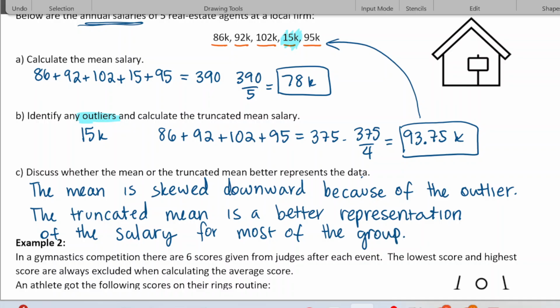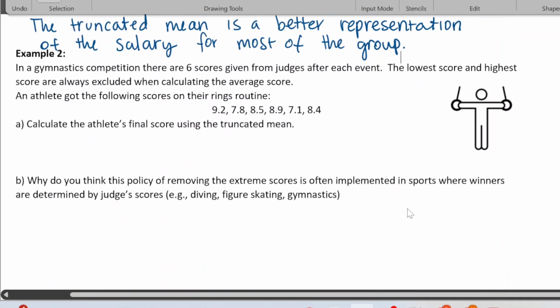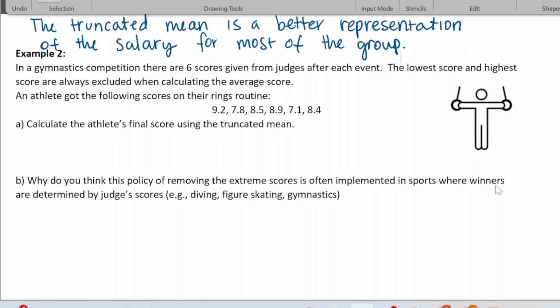Okay, let's look at example 2. So in a gymnastics competition, there are 6 scores given from judges after every event. The lowest score and the highest score are always excluded when calculating the average. So this is a typical thing they do in sports where there are judges. That way, if there are any outliers, they're not really included. So calculate the average athlete's final score using the truncated mean. So what we want to do here is take out the lowest and the highest. So we want to take out the 7.1 and the 9.2. So we're going to calculate the rest.